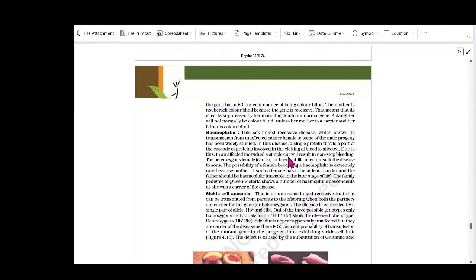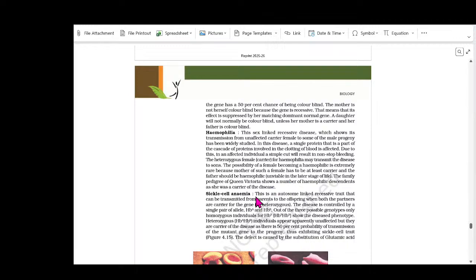The heterozygous female, which is a carrier for hemophilia, may transmit the disease to sons. The possibility of a female becoming hemophilic is extremely rare because the mother of such a female has to be at least a carrier and the father should be hemophilic. Unviable in the later stage of life. The family pedigree of Queen Victoria shows a number of hemophilic descendants as she was a carrier of the disease.